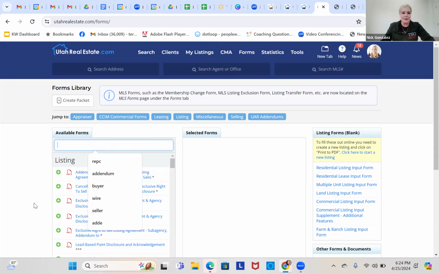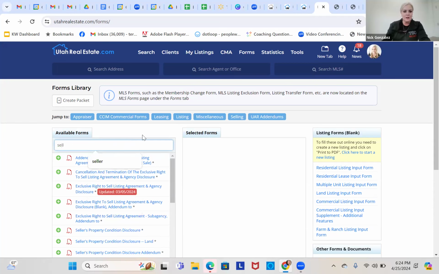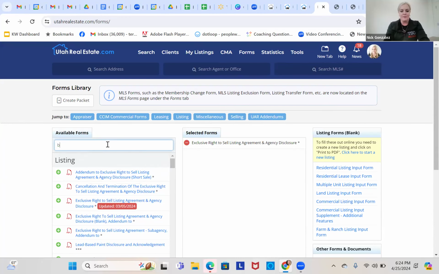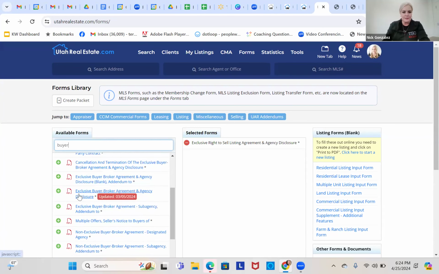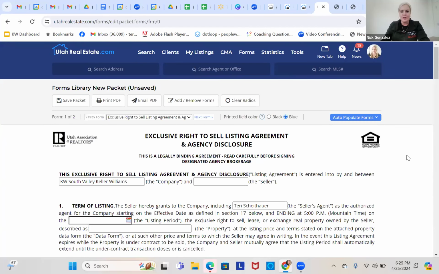The seller one is the exclusive right to sell, so you can type in the word sell. These are going to be the most updated ones that we have, from March 5th, 2024. So I'm going to add that over here. And then I'm also going to explain the buyer broker one. It's this one here, exclusive buyer broker agreement and agency disclosure, also updated March 5th, 2024. So we're going to click on that, and then we are going to create a packet just so you can see these.